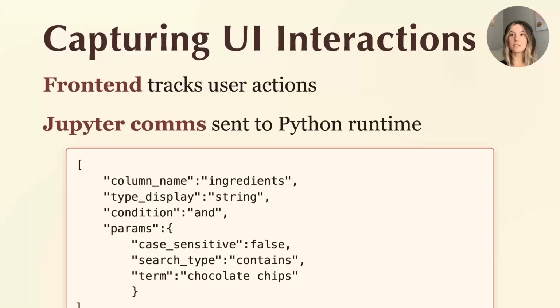So actually every single time I add a filter, I get some sort of information like the column name and type display and the condition and the parameters. So I get to see that I'm looking for columns that have chocolate chips inside them. This is all sent through JSON, so I'm able to intercept this information and act upon it in Python.